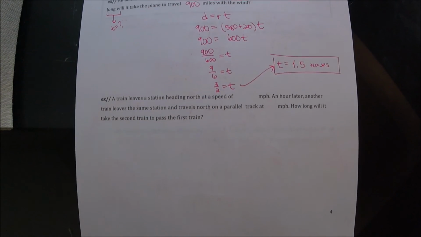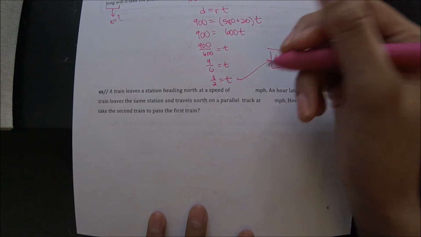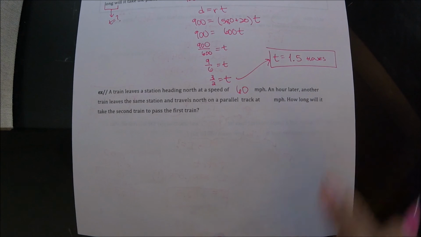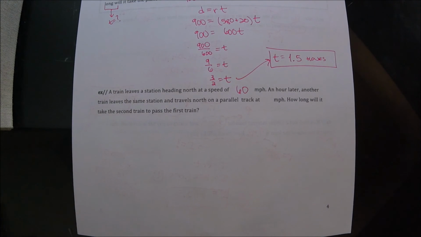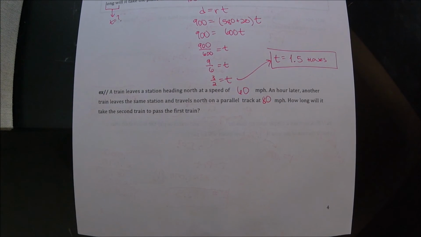And then let's do this last one. A train leaves a station and it's heading north at a speed of 60 miles an hour. An hour later, another train, so we got two trains going here, another train leaves the same station and travels north on a parallel track at 80 miles an hour. How long is it going to take that second train to pass the first train?